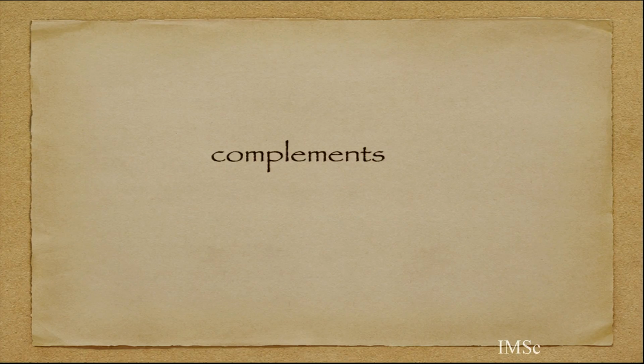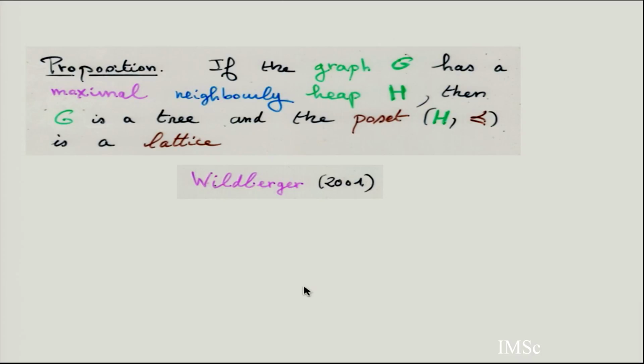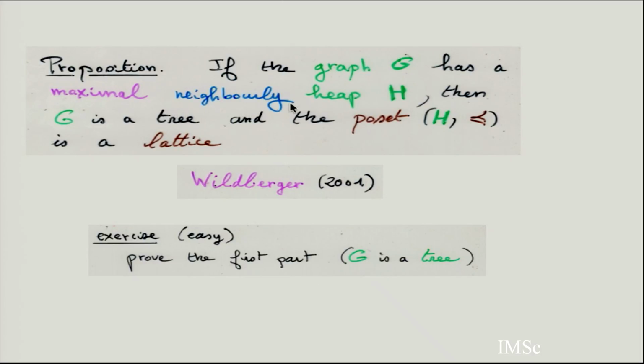So some complement. I am supposed to give a class to undergraduate students also, so they don't know about Lie algebra and Dynkin diagram. So for students, in fact, if the graph has a maximal neighborly heap, if there exists one, then G is a tree. Exercise: prove this. It is very easy to prove. If it's not a tree, then you can add, and already you get the solution. But it's less easy to show that the poset is a lattice, in fact.